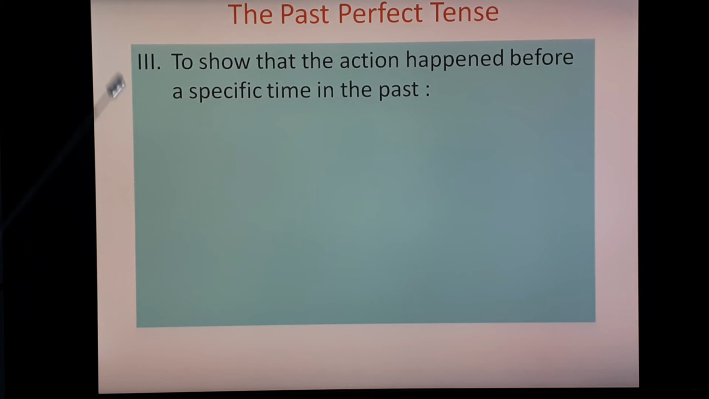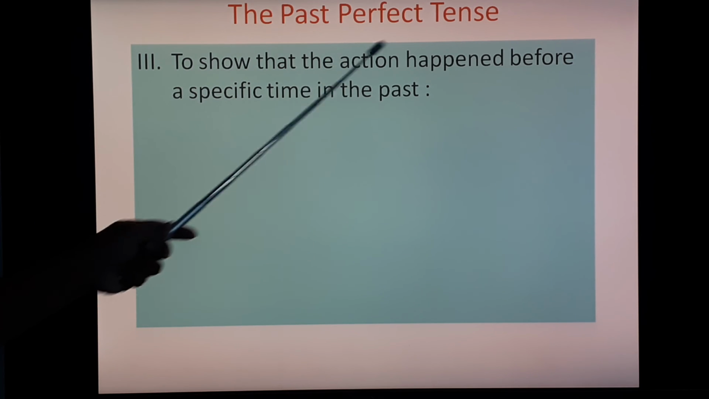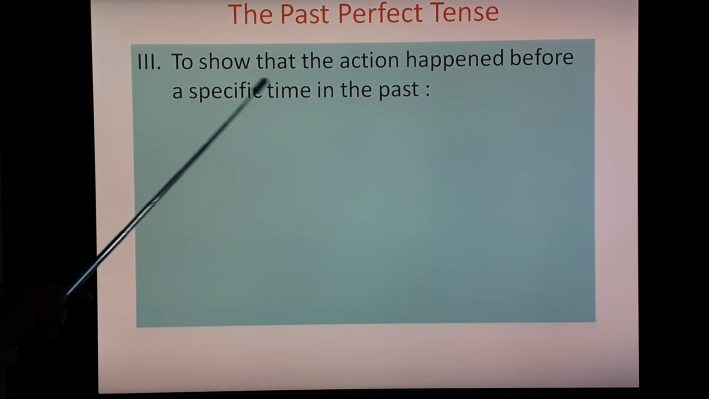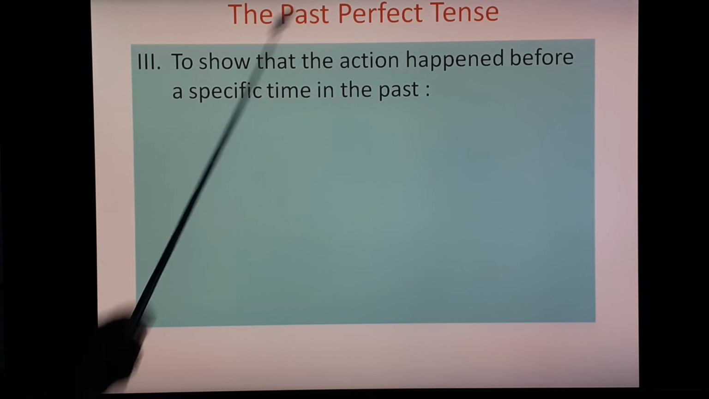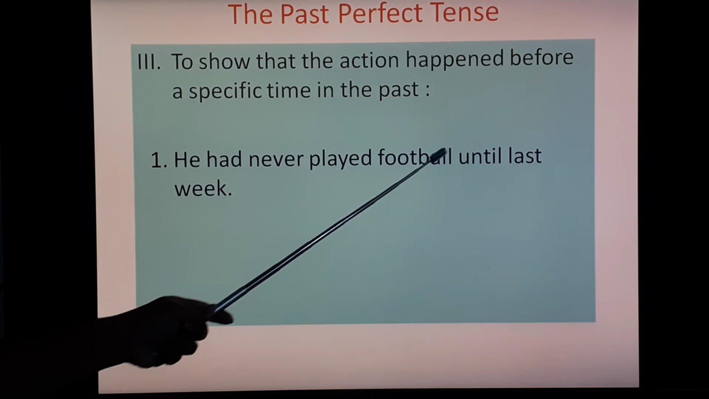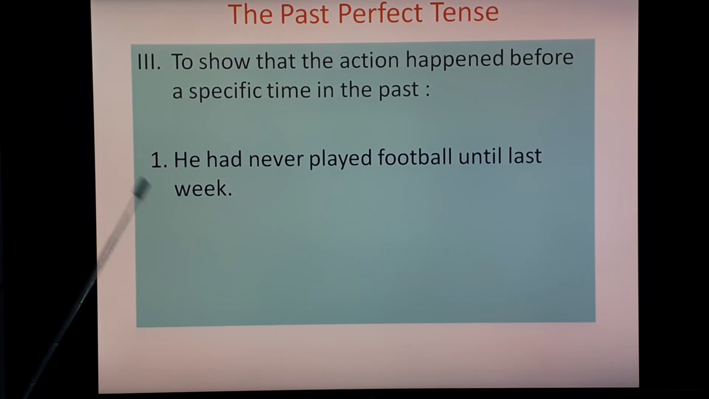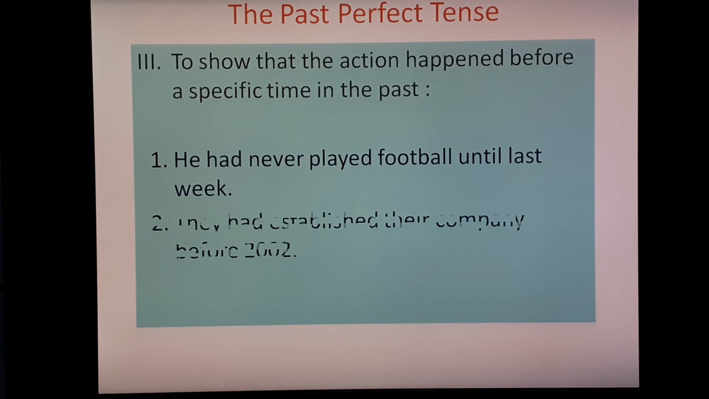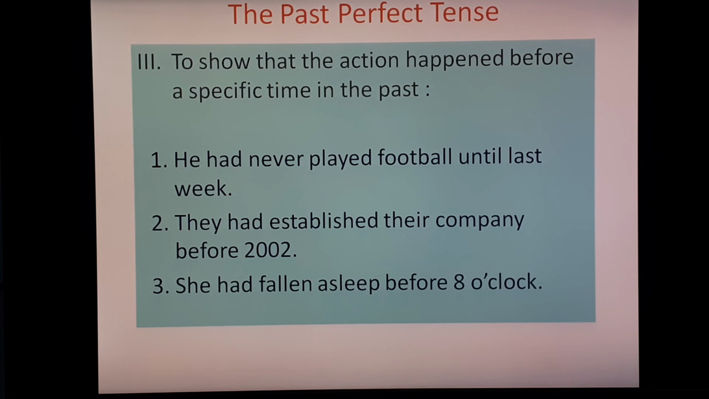Let's see third usage. To show that the action happened before a specific time in the past. First example, he had never played football until last week. They had established their company before 2002. She had fallen asleep before 8 o'clock.